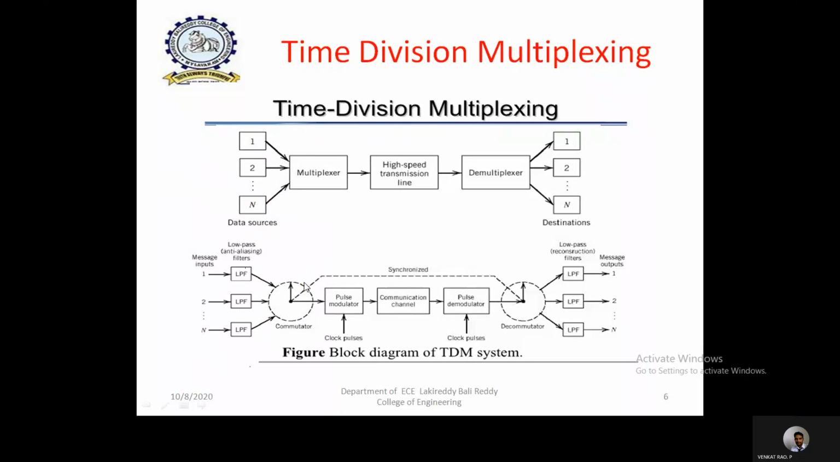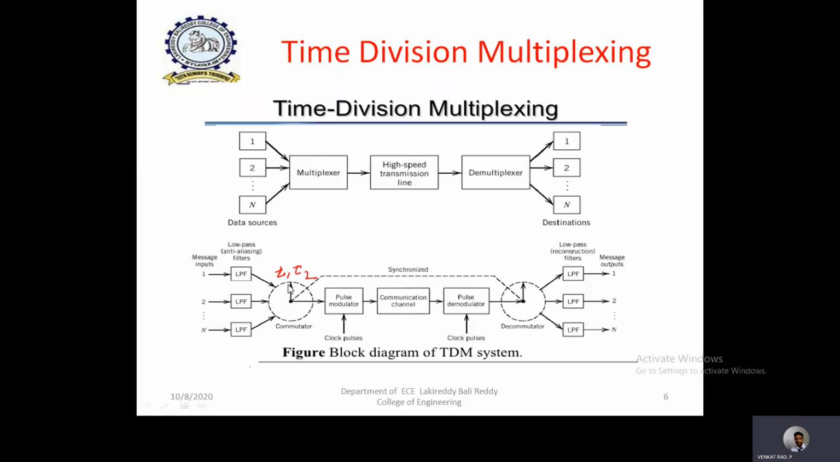This commutator will divide the total time. Let us consider this circle as the total time duration of all the signals, and let us understand this point is some t1, this point is t2, and the next points are t3, t4, and so on. That means the total time is divided into different time slots: t1, t2, t3, t4, t5, and so on. Then let us see how these input signals are transmitted in the single communication channel on a time shared basis.